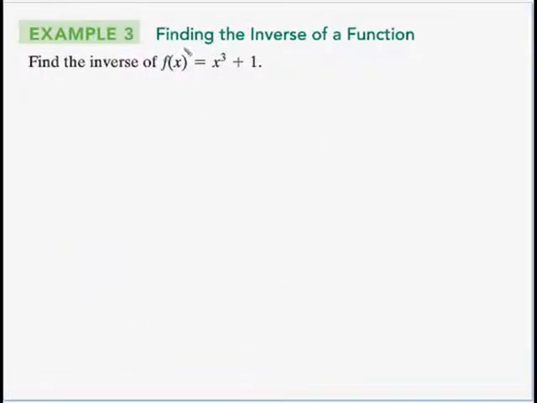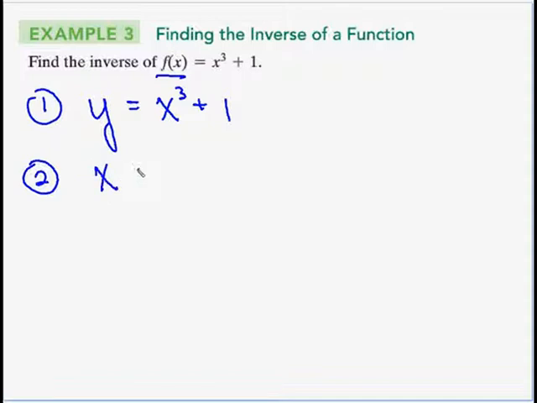All right, here's a different one. Find the inverse of this function. Again, easy steps. Step 1, replace f of x with y. y equals x cubed plus 1. Swap the variables. Step 2. So now it's x equals y cubed plus 1. Step 3, solve for y.